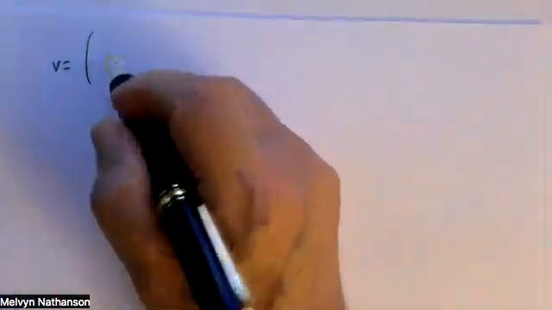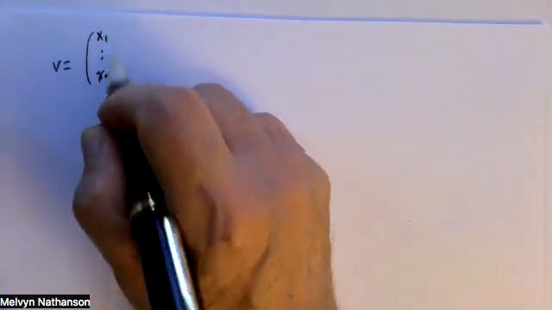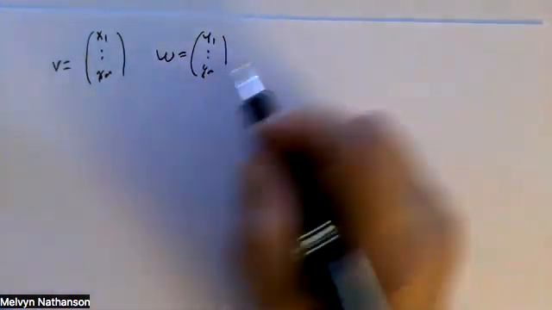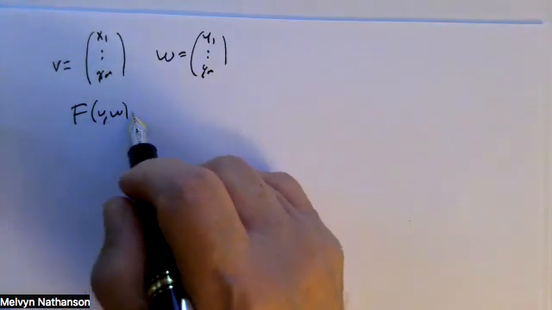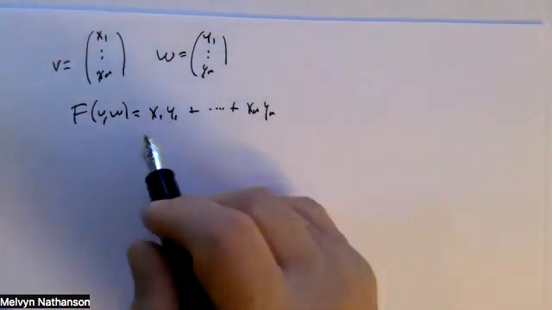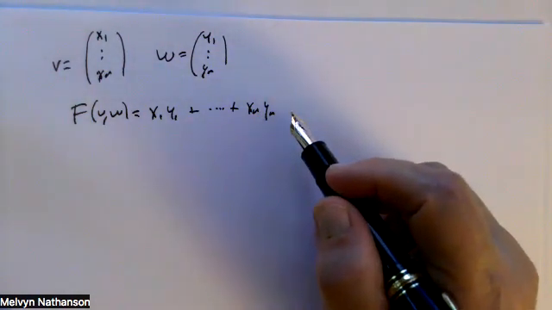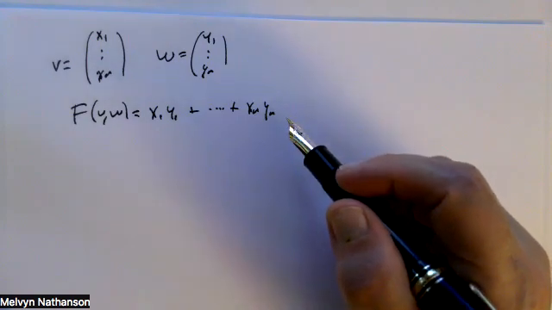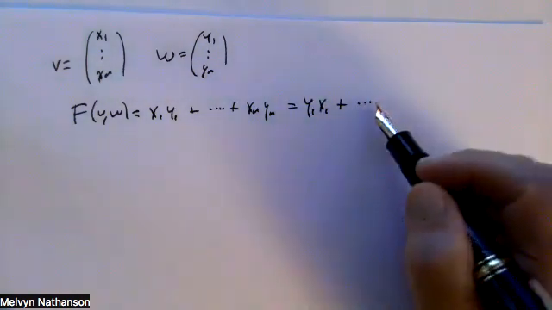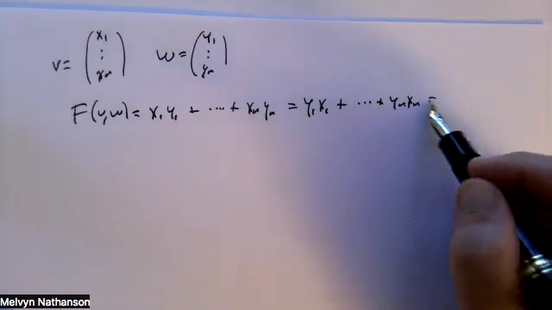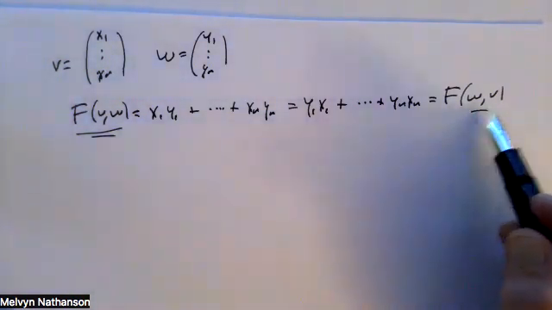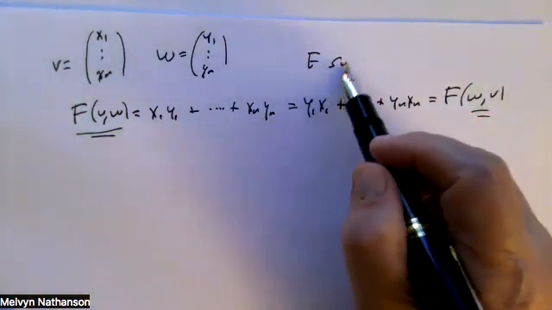If v has coordinates x1 down to xn, and w has coordinates y1 down to yn, then f of v comma w is x1 y1 plus dot dot dot up to xn yn. But these are just real numbers. In real numbers, multiplication is commutative. x1 y1 is the same as y1 x1. So just reverse the order of all of these terms, and you see this is exactly f of w comma v. So f of v comma w equals f of w comma v. So f is symmetric.